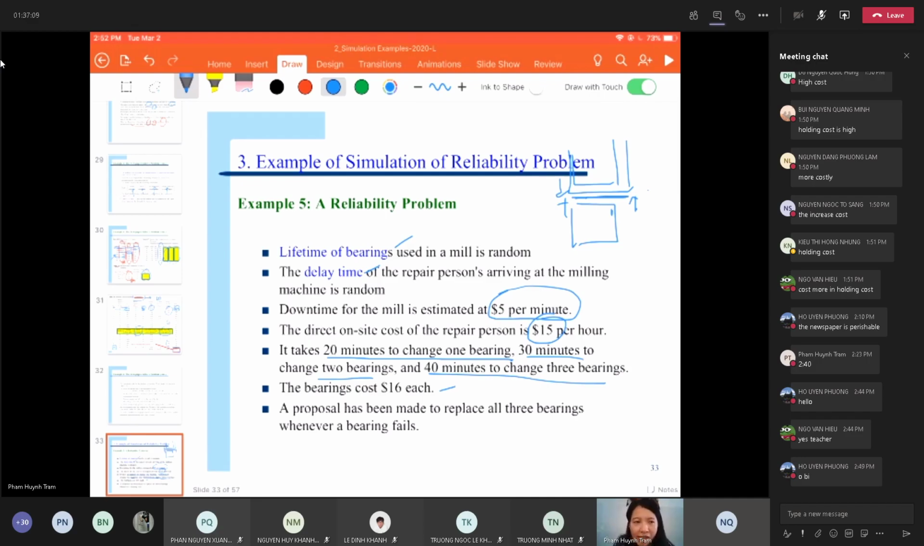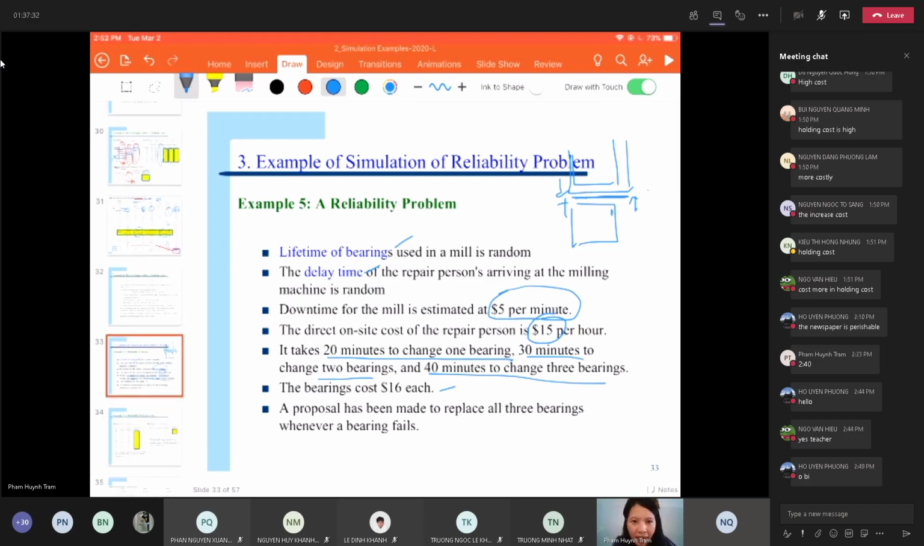We have two options. One option is we wait whenever one bearing fails. Then we call the repairman and replace only the failed one. That's common sense, right? But the engineer observes that usually the lifetimes of the bearings are more or less the same. So when we see one bearing fail, it's very likely that the other two also fail sooner or later.